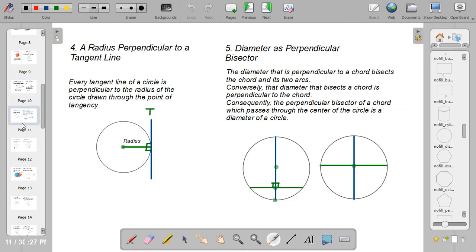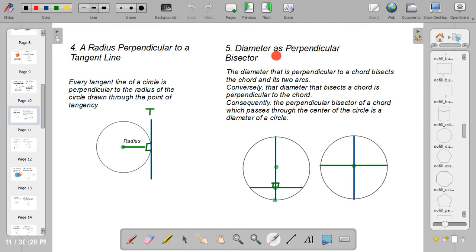Okay, so next we have theorem number 4. A radius perpendicular to a tangent line. So this is the circle and its center. If you draw a line going to any point along the circumference, it will intersect with a point on this line. So this is your tangent point. Now, if this radius intersects at a tangent, this is a perpendicular line to the tangent line. So, pag nag-intersect ang tangent mo at saka yung radius, for sure it is 90 degrees.